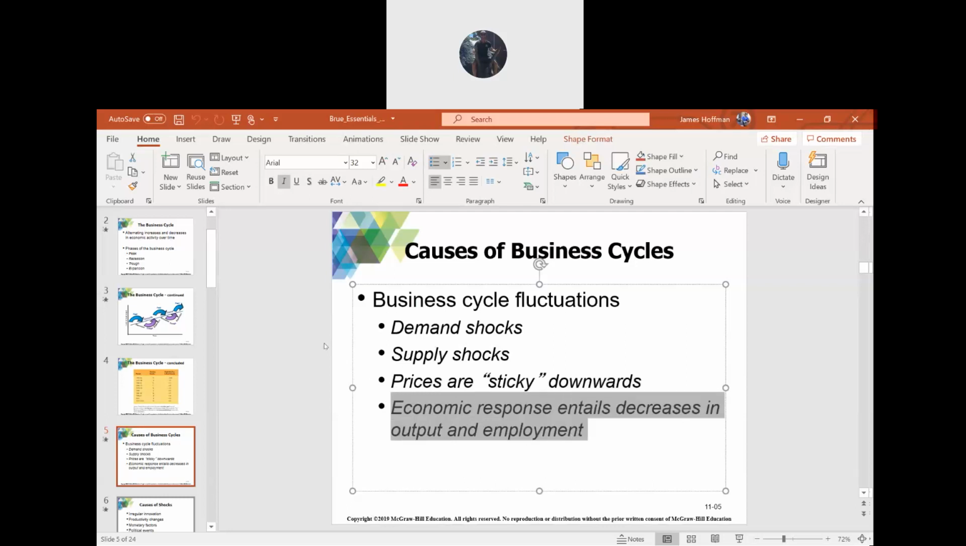Okay, and then in a recessionary period, you have a decrease in output by definition, and you have a decrease in employment, which is exactly what we're seeing right now.